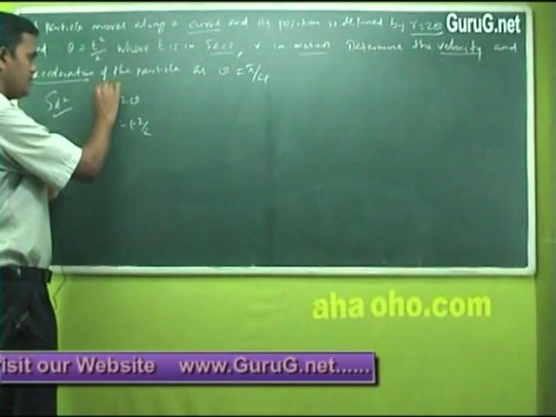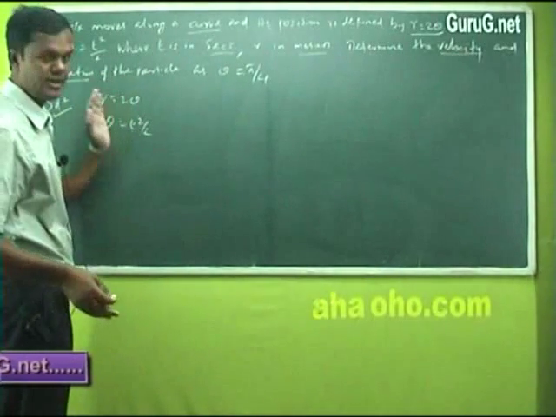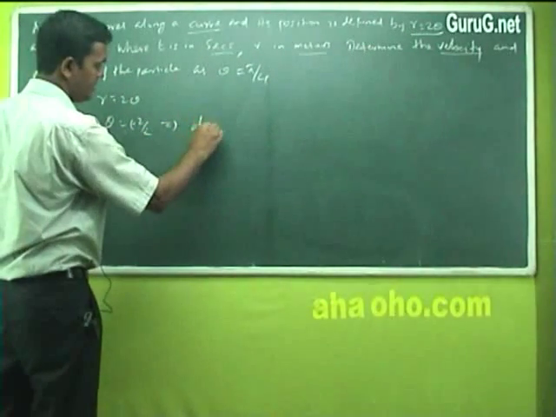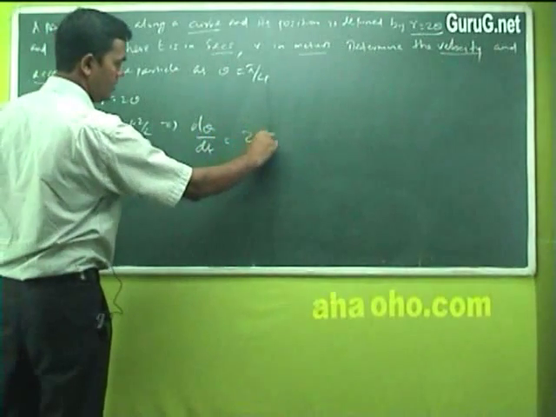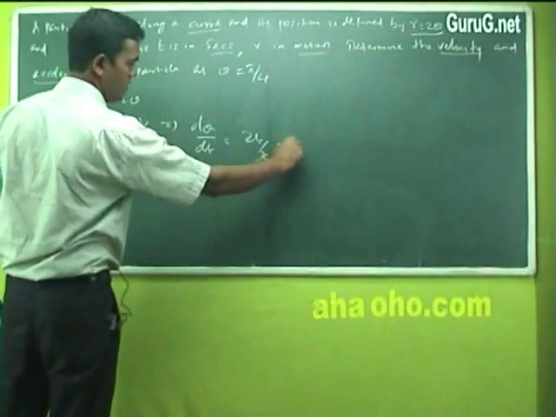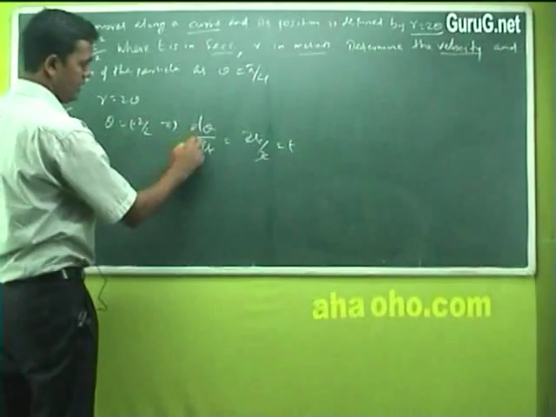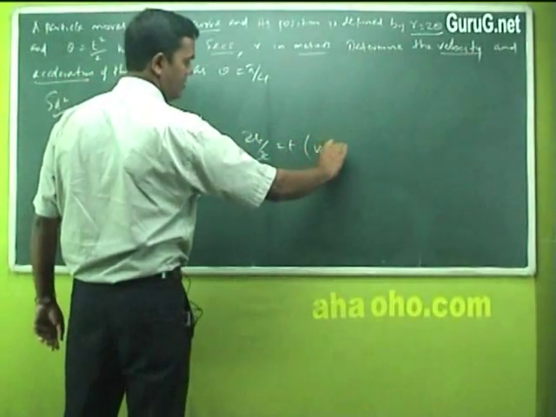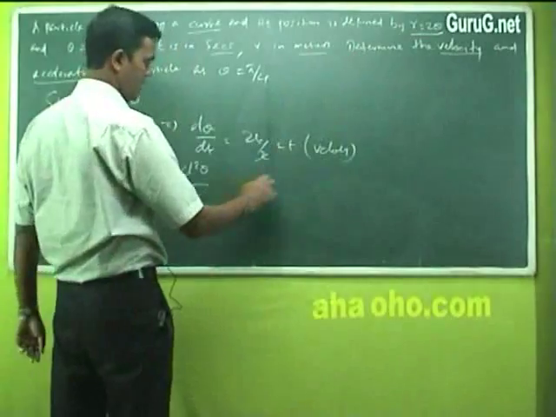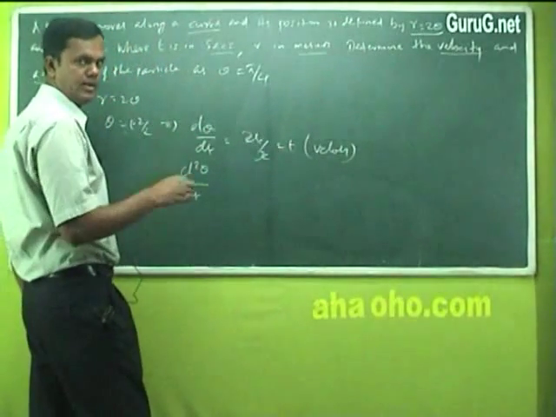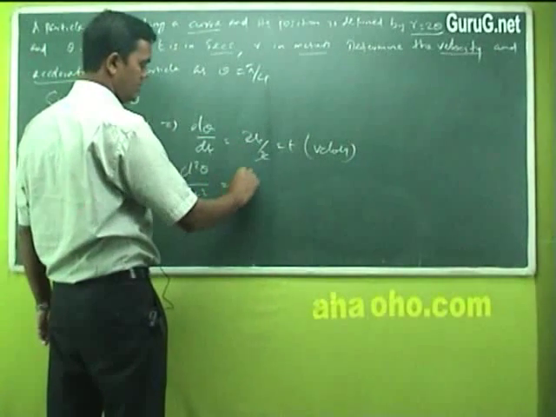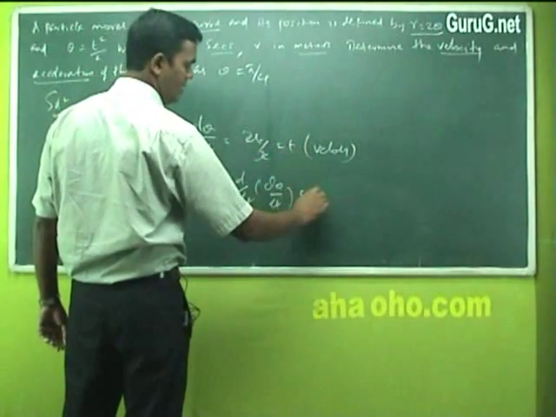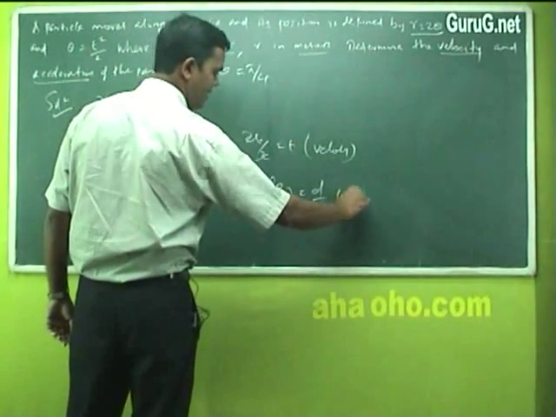First, we will have to differentiate this once or twice in order to get velocity and acceleration. Take this theta. Differentiating, d theta by dt, what will you get here? 2t by 2, a value of t. So d theta by dt is t. Again, d square theta by dt square, which is the acceleration, is differentiating once more. This is basic mathematics. That is d by dt of d theta by dt, that is d by dt of t, and the value is 1.